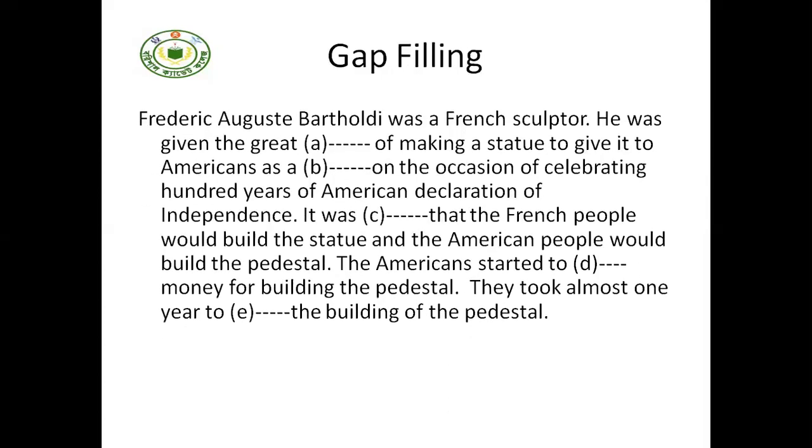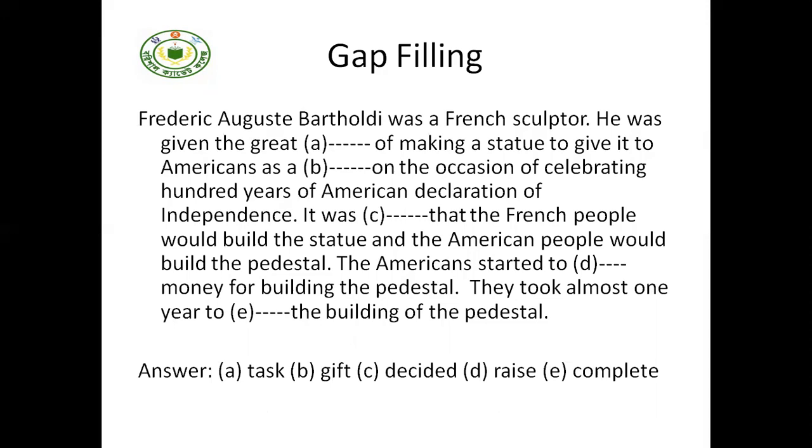Now, there is a gap filling activity, cadets. It is for you, and you fill in the gap, then I will give you the answer. Frederick Auguste Bartholdi was a French sculptor. He was given the great task of making a statue to give it to Americans as a gift on the occasion of celebrating 100 years of American Declaration of Independence. It was decided that the French people would build the statue and the American people would build the pedestal. The Americans started to raise money for building the pedestal. They took almost 1 year to complete the building of the pedestal. Now, cadets, see the answer and match whether your answer is correct or not.